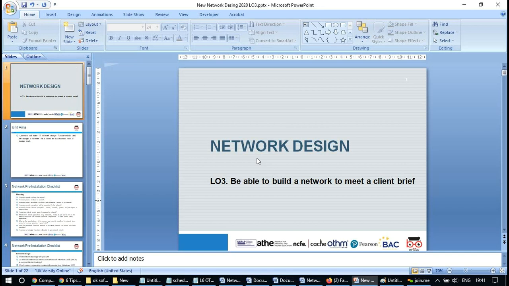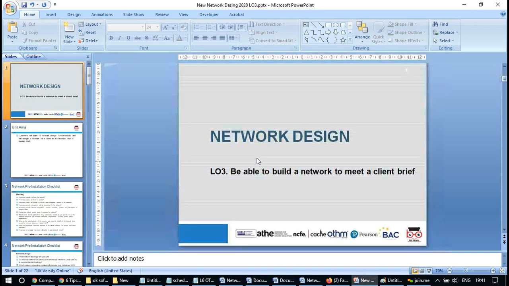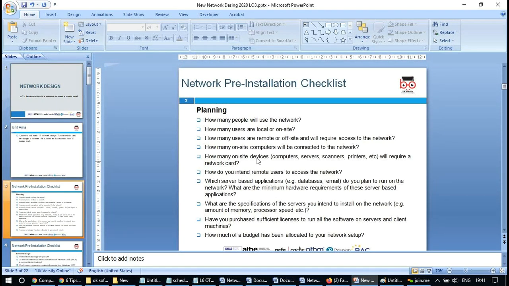Thank you. So LO3. Network pre-installation checklist. You need to plan. You should have an idea of how many people will use the network, how many users are local or on site, because there could be remote users as well, how many users are remote off site, and how many on-site devices like computers, servers, scanners will be connected. So basically they give a load to the network, isn't it?